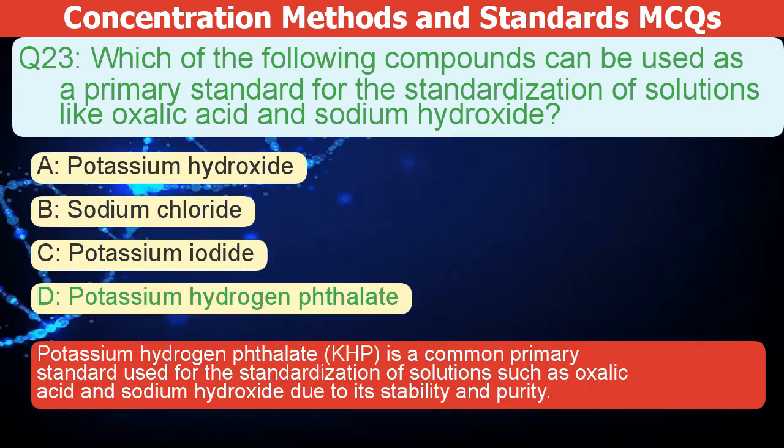The correct answer is D. Potassium hydrogen phthalate, KHP, is a common primary standard used for the standardization of solutions such as oxalic acid and sodium hydroxide due to its stability and purity.